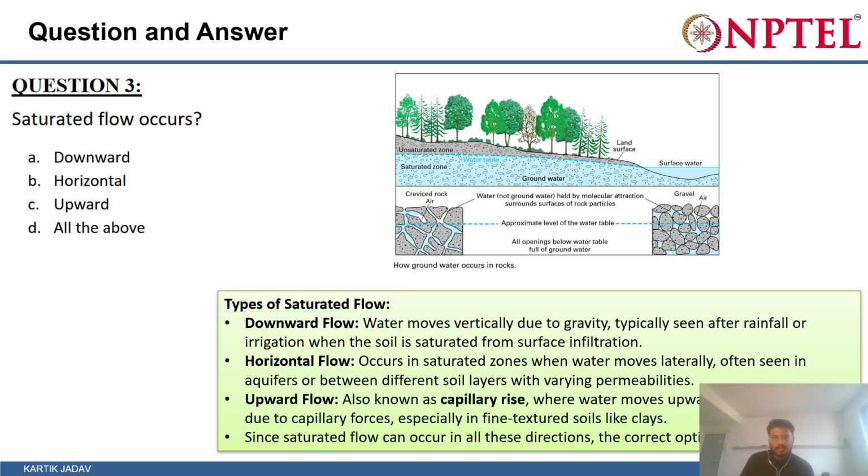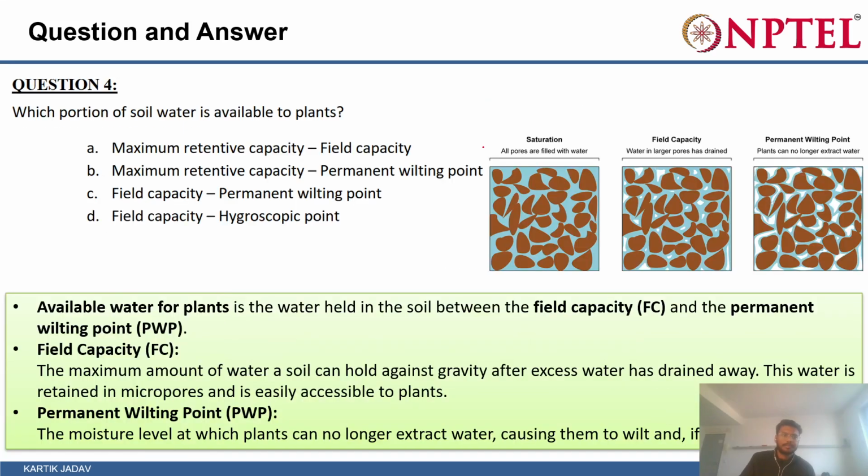You can see it moving vertically, seen after rainfall or irrigation when soil is saturated. Then horizontal flow, of course, like base flow: once water reaches here, it also moves horizontally as base flow and ultimately meets the surface water. And upward flow, due to capillary rise and higher water level. In this case, water will also move at capillary rise level. The correct answer for this is all of the above.